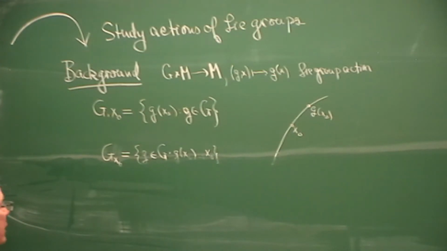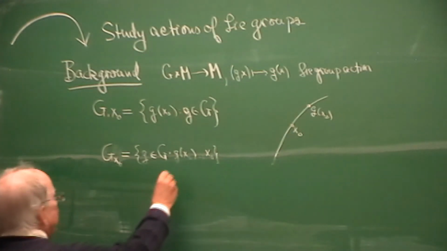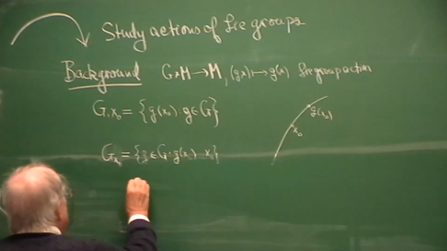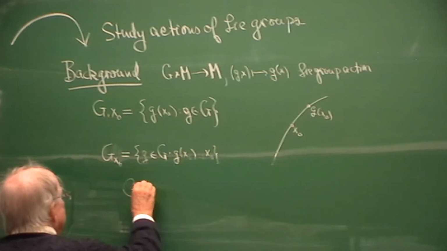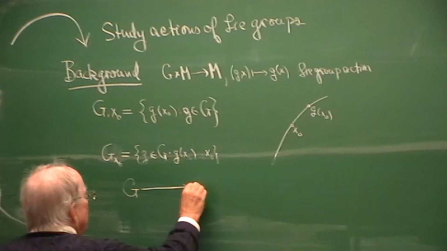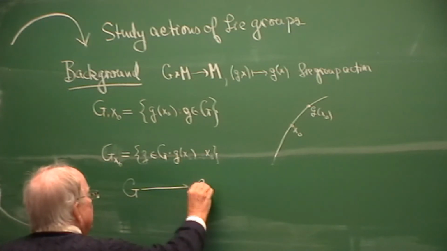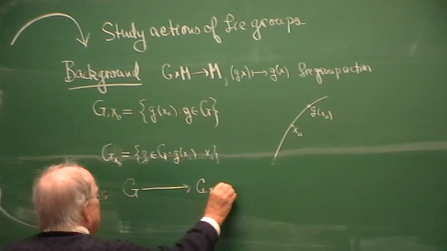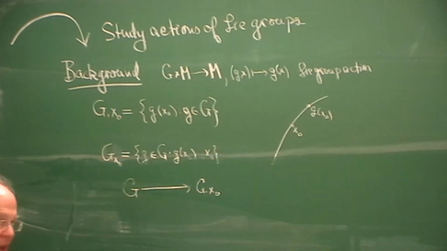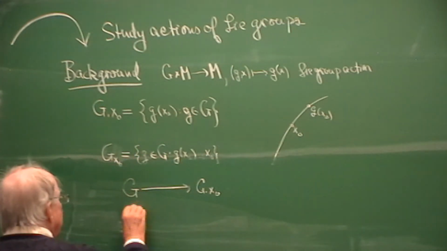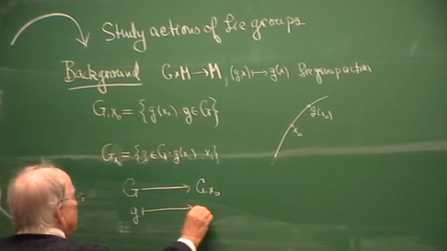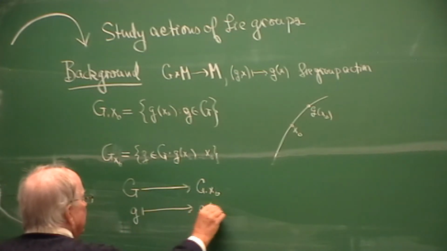Okay. So if she takes something in here, and we have an associated map, G goes to the orbit G of x0. That is a map of G, given this thing. So an element here goes to the orbit.